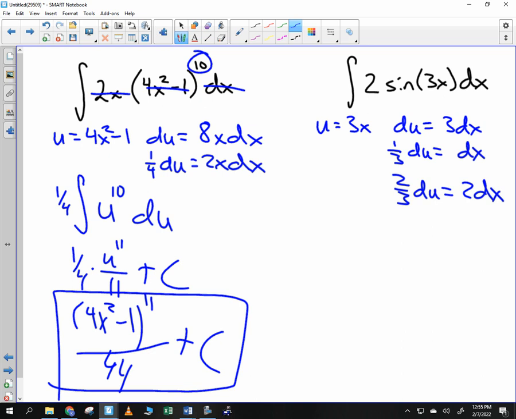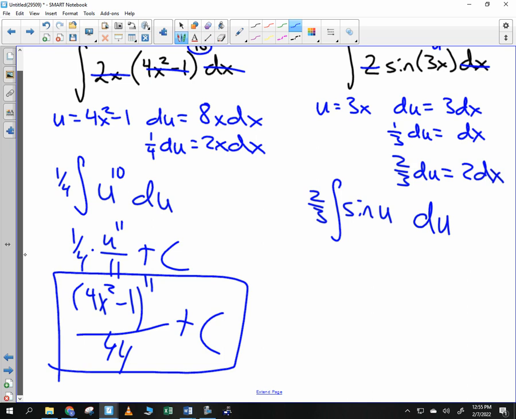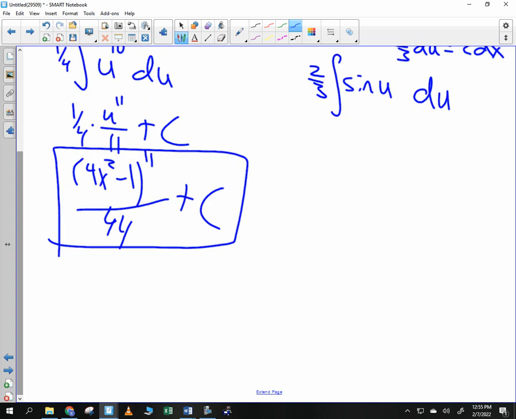So I can now get rid of 2 and dx with using what? 2/3 du. Yep, so this is going to be u, so I have sine of u. Remember, just like here, the 10 didn't go away, did it? And here, sine doesn't go away. We just need something we could take the antiderivative of. What's the antiderivative of sine? So we have negative 2/3 cosine of whatever u is. And what was u? 3x plus a constant.